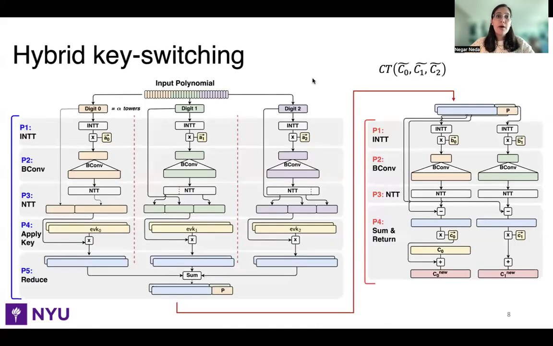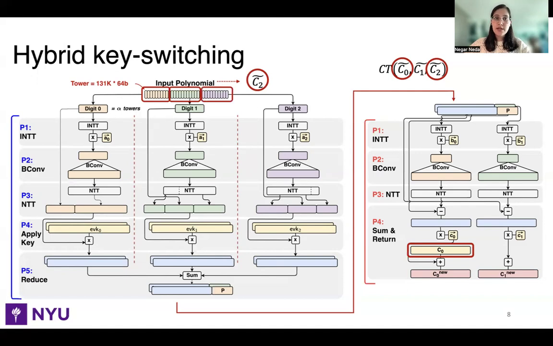Now I will show what the hybrid key switch algorithm actually looks like. One of those components is going to be the main input to the HKS, and the other will be used for a simple vector-vector add. Each of these small rectangles here will be a tower that we just showed in the previous slide. It has 130K elements, each element 64-bit. And then in this example, we're breaking down the input polynomial into 3 digits, and the computations are going to be done in each digit separately.